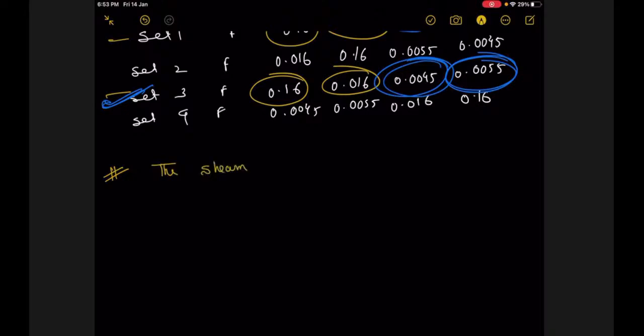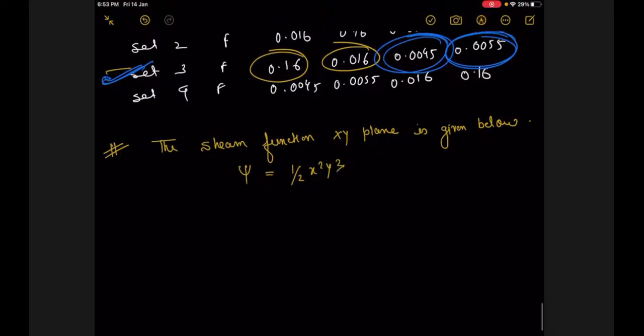The stream function in the xy plane is given below: psi equals 1 by 2 x square y cube. The velocity vector for this stream function is... So you have to calculate the velocity vector of this stream function.